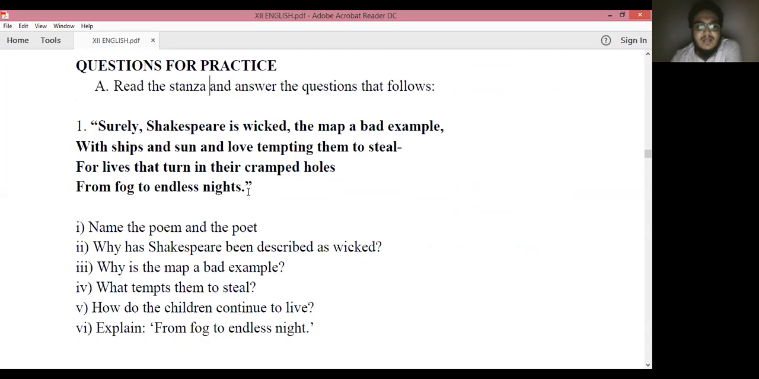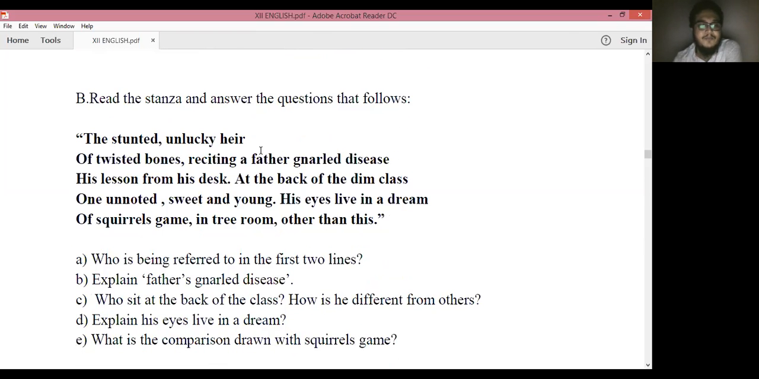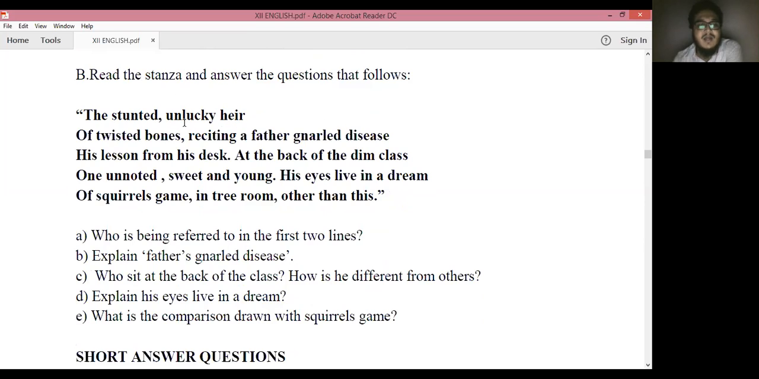Okay. Next one, we can see it here. I hope all are able to take the snapshot or screenshot. Next question, that is stanza number B. The stunted, unlucky heir of twisted bone, reciting a father's gnarled disease. Yes, someone is writing something. I can see it on the chat box. Yes, fine. Take the screen snapshot.